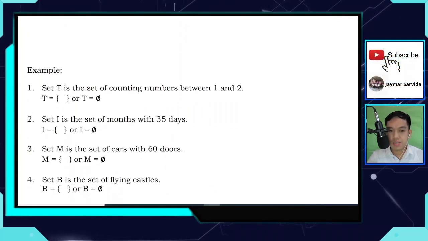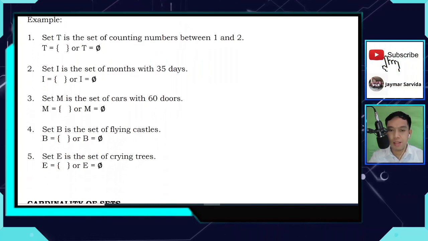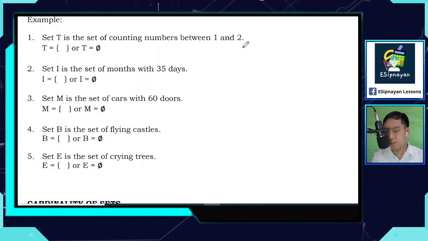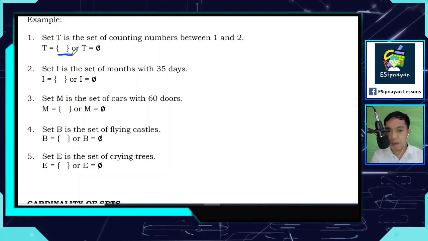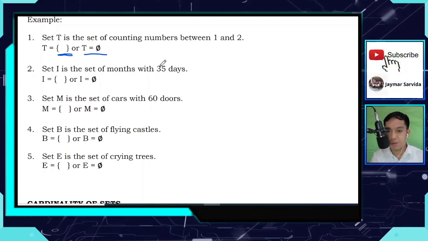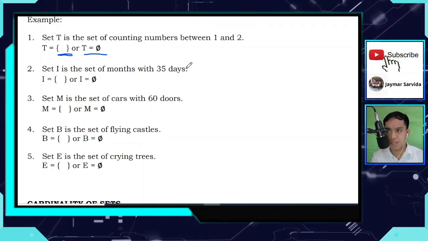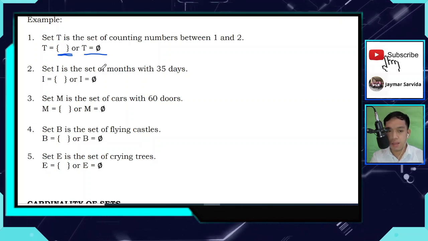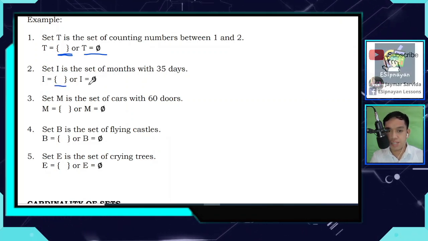Okay, next. So we have here an example. Set T is the set of counting numbers between 1 and 2. Mayroon bang counting numbers between 1 and 2? Wala. So that is null set or empty set. Next, set I is the set of months with 35 days. Mayroon bang months na mayroong 35 days? Wala. So that is empty set or null set.